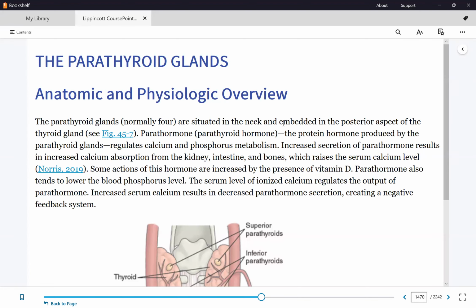Hey, really quickly, because there's really only one problem in parathyroid disorders, so let's review. There are four parathyroid glands. They're attached posteriorly to the thyroid glands, two on each side, two lower, two upper, on the back of the thyroid gland.